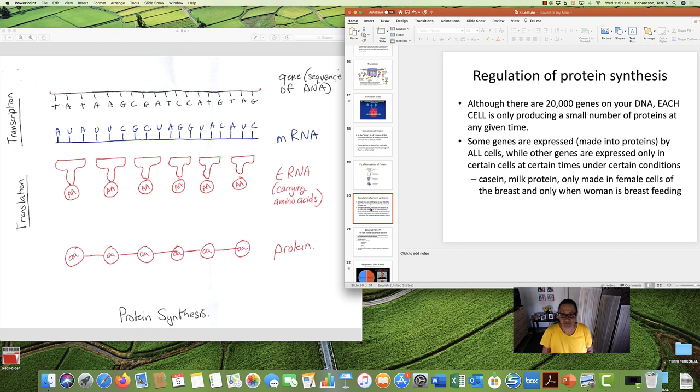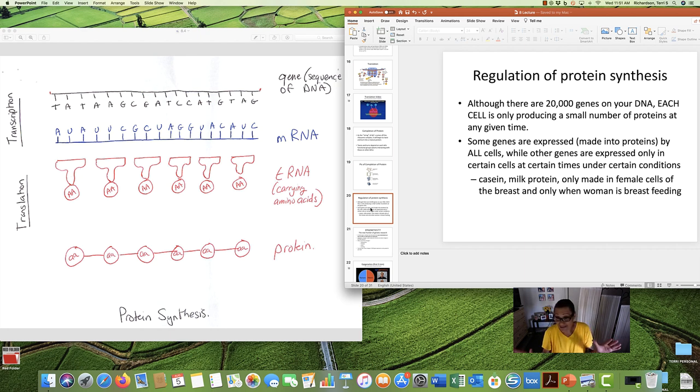In addition, some cells will make certain proteins all the time. For example, receptor proteins in the plasma membrane. A cell always has to be taking stuff in, so it's always going to need receptor proteins. But other proteins, other genes, might never be expressed or made into a protein. For example, casein is a milk protein, and it is made in the cells of the female breast, but only for a short period of that woman's life when she's breastfeeding.